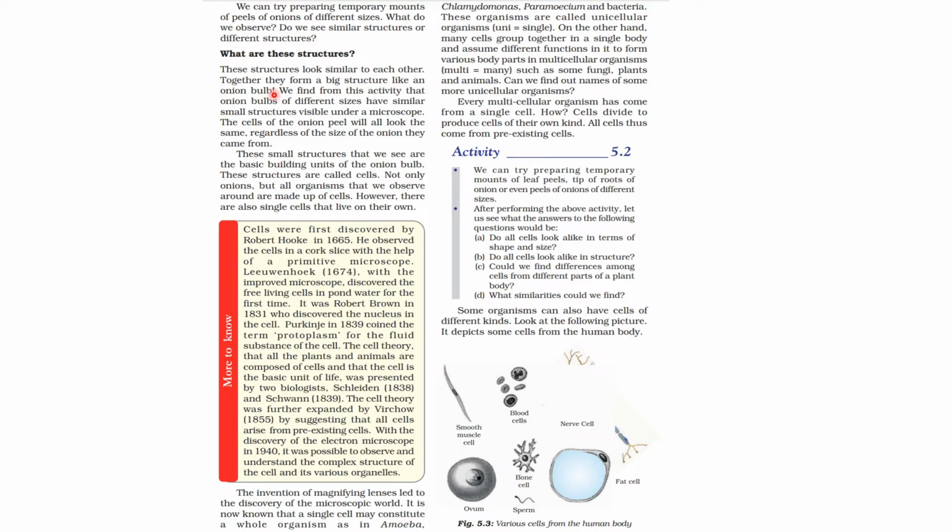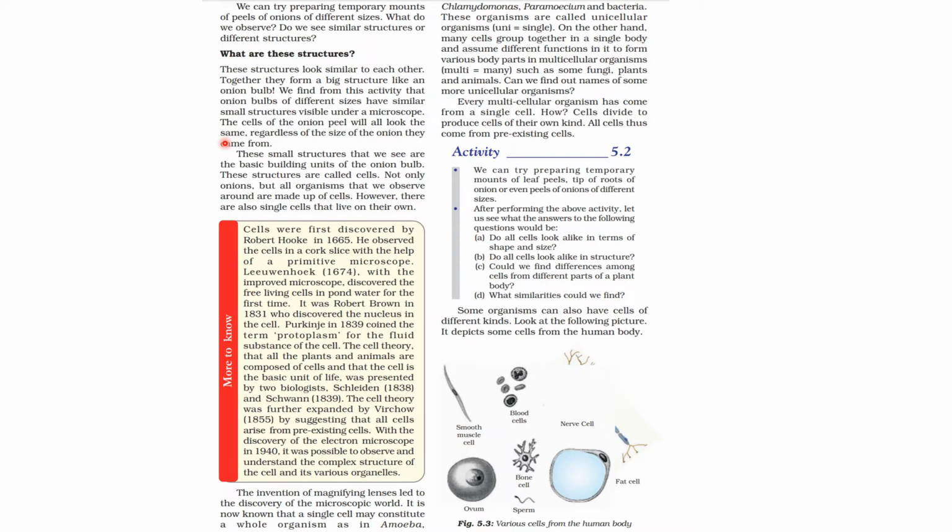We find from this activity that onion bulbs of different sizes have similar small structures visible under a microscope. The cells of the onion peel will all look the same regardless of the size of the onion they came from. These small structures we see are the building units of the onion bulb. These structures are called cells. Not only onions but all organisms that we observe around are made of cells.